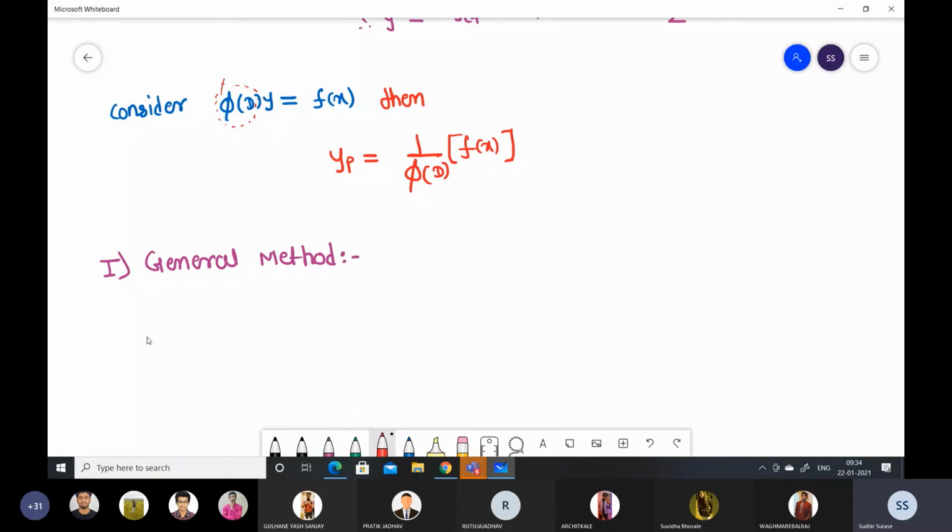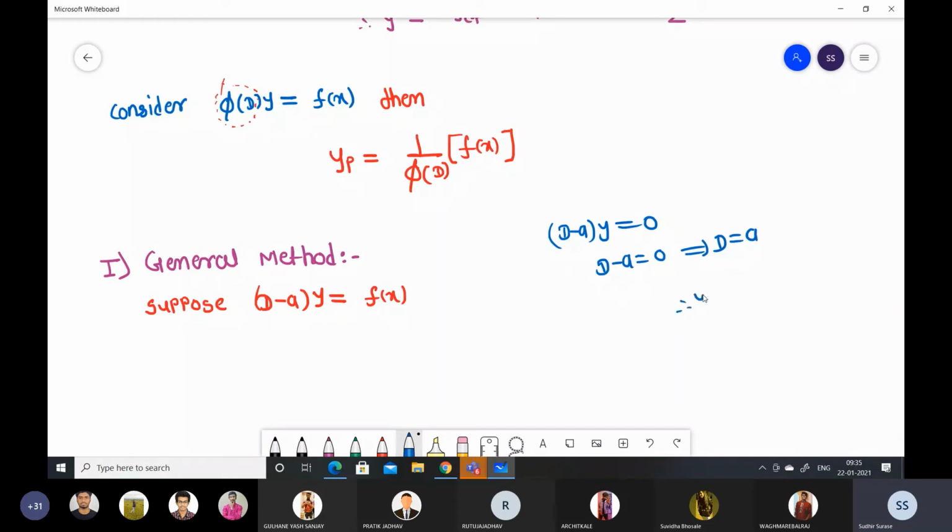Now let me take the first case. Suppose we have (D - a) times y is equal to the right hand side function f of x. Suppose this is the case, and we are looking for its general solution. Now you are quite familiar with ycf. To find ycf, you need to consider (D - a) times y equal to 0. Then find the roots. Of course, D - a = 0, so this implies D = a, and therefore ycf is equal to c1 times e to the power ax. You get the ycf. No problem with ycf.